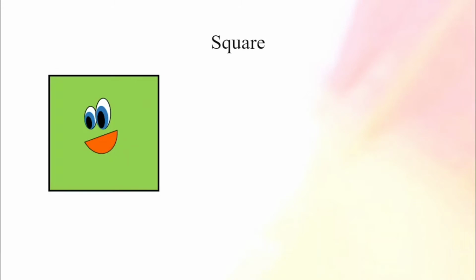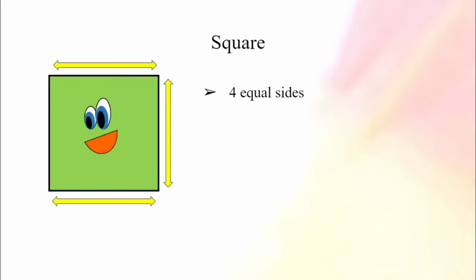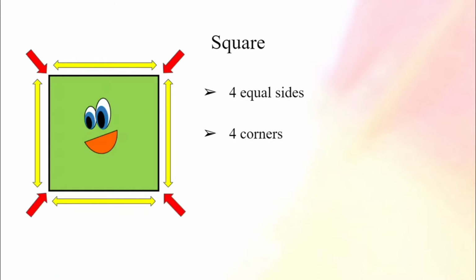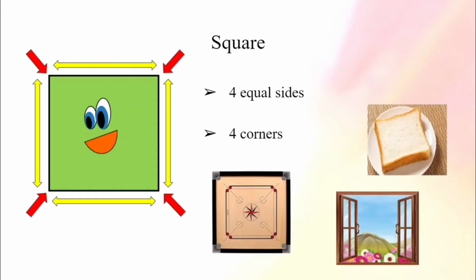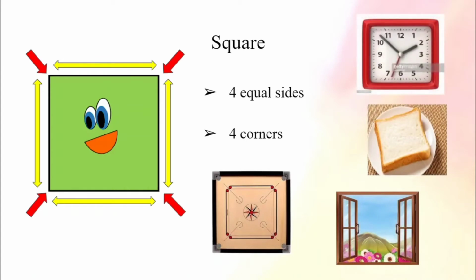So our first plane shape is a square. A square has 4 equal sides: 1, 2, 3 and 4. It also has 4 corners which are 1, 2, 3 and 4. You can find the shape of a square in many things around you, like a carom board, a window, a slice of bread, a clock, etc.